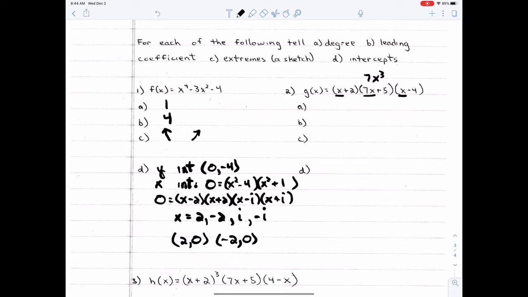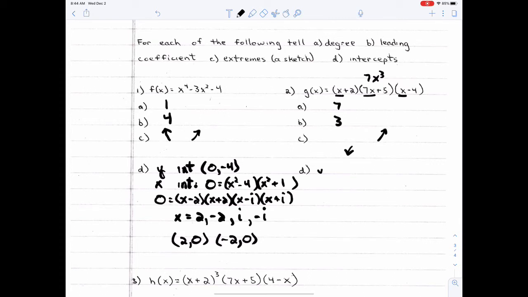So the leading coefficient is 7. The degree is 3. The extremes, well, 7x to the third. The right is positive, so the right is going to go up, but since it's odd, the left is going to go down. Okay, and what are the intercepts?